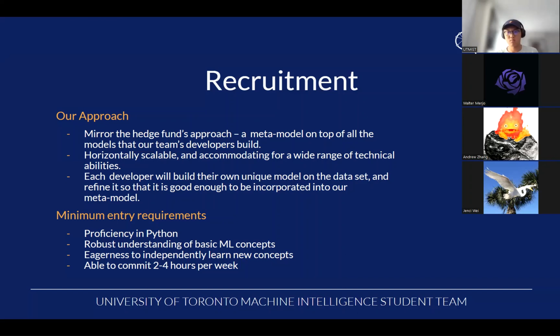Since, as I mentioned before, much freedom is given to our developers, they need to be able to research the models they're interested in and implement it so that it could take the given input and produce an output. And we want our developers to be able to commit 2 to 4 hours per week, since developing a good model takes time. And we want our submodels to be as good as possible so that our meta model could be fed with better input.